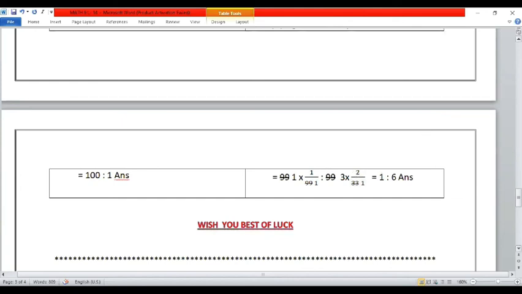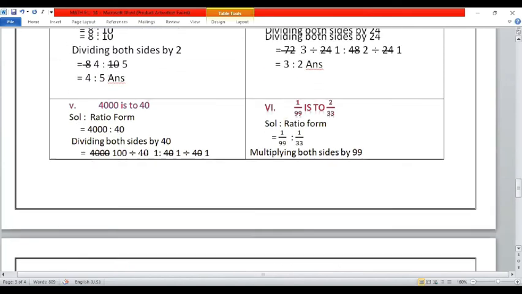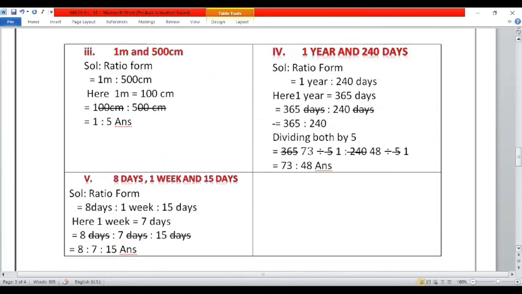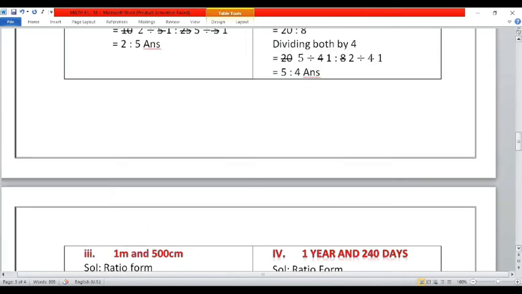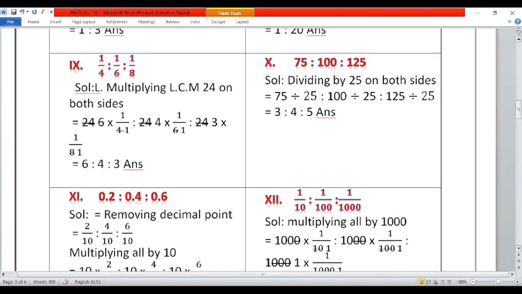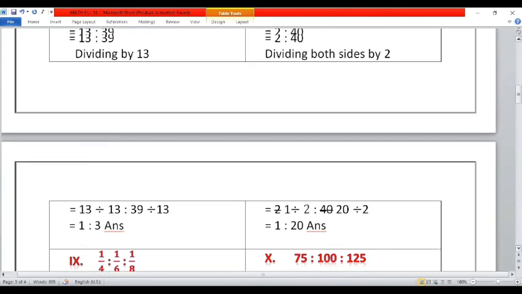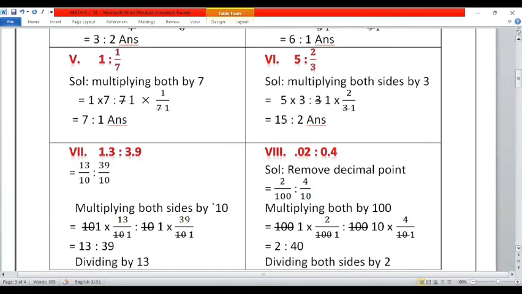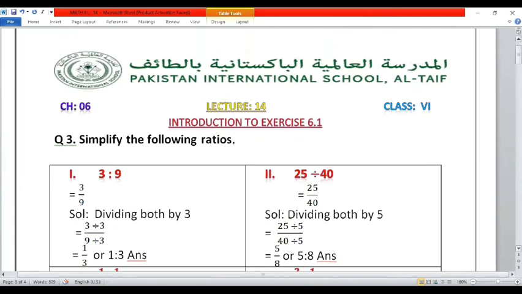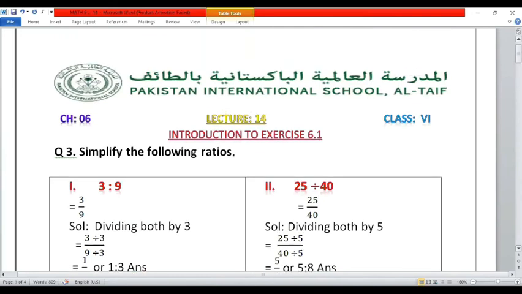Dear students, this was the end of our lecture number 14, and I hope that you understood. Inshallah, in the coming lecture number 15, we will meet again, and we have to do the last exercise of chapter number 6, that is the objective exercise. 3 short questions and fill in the blanks and MCQs.